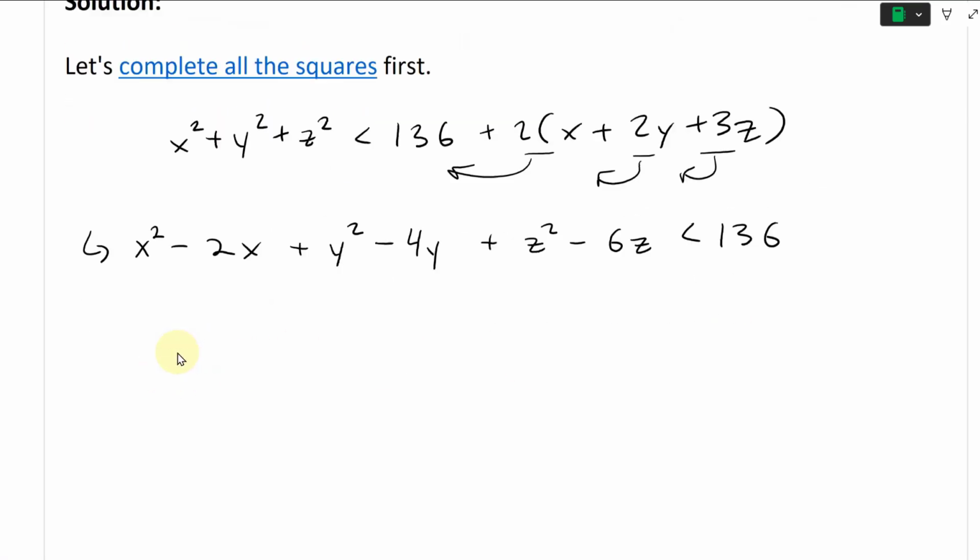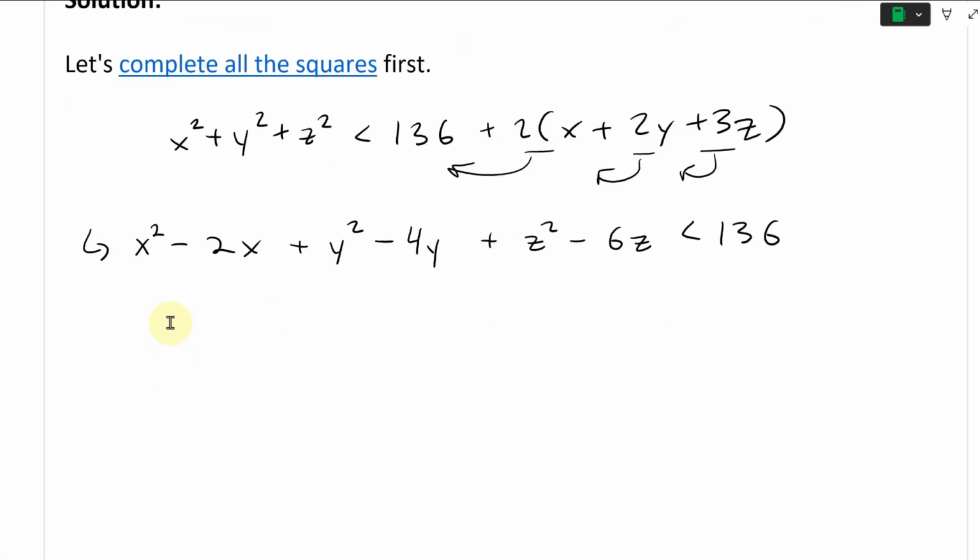Alright, so now we have this. Let's complete the square for each one. So let's do the x one first. So that's this right here. What I mean by completing the square, recall, this just means, let's say we want it in this form, x minus a squared. So x minus a squared, let's just FOIL this out. x times x is x squared. x times negative a is just going to be negative ax.